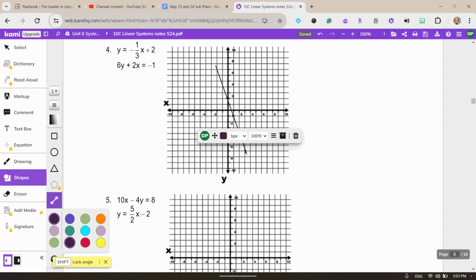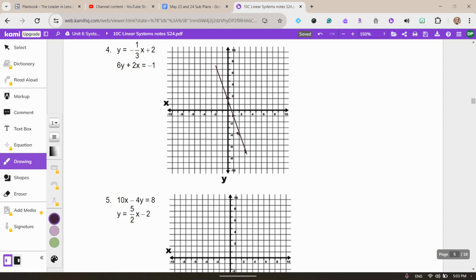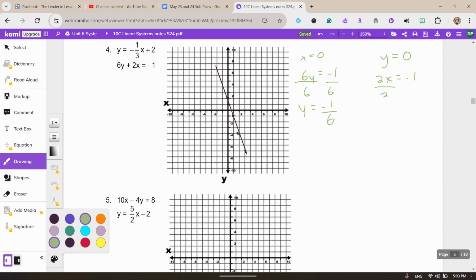Okay, perfect. And then for the next one, I'm going to do that same thing as before. I'm going to find the x and the y intercepts. So I'm going to set x equal to 0, get 6y equals -1, divide both sides by 6, and we get y equals -1/6. And then I'm going to set y equal to 0, which I will get 2x equals -1, divide both sides by 2, and I get x equals -1/2.